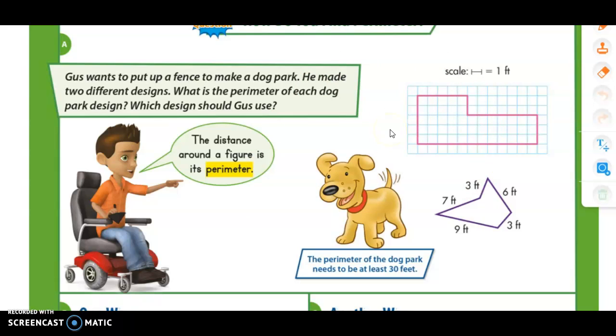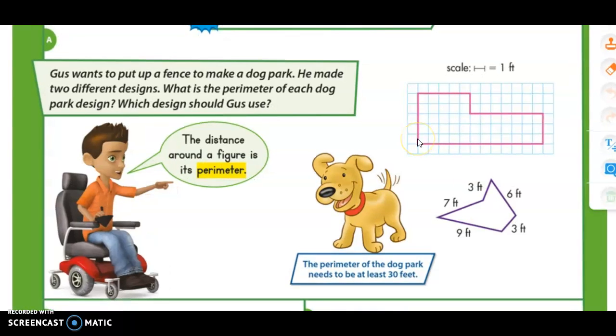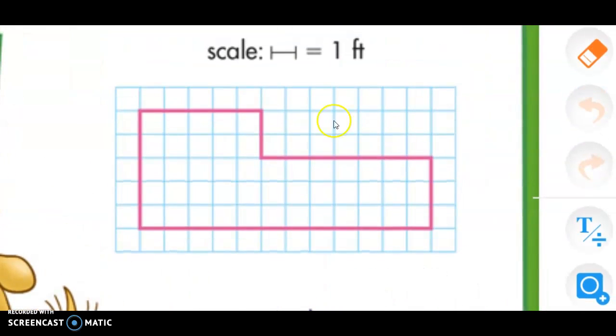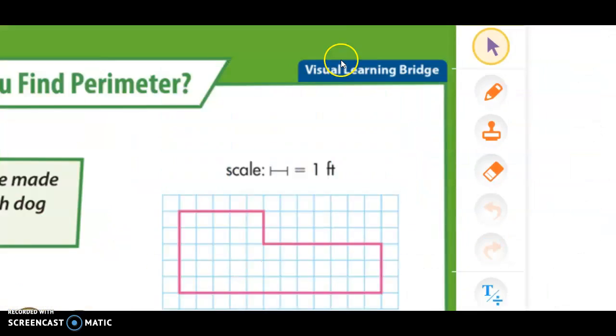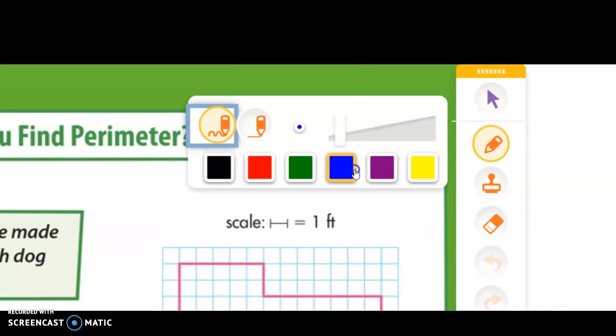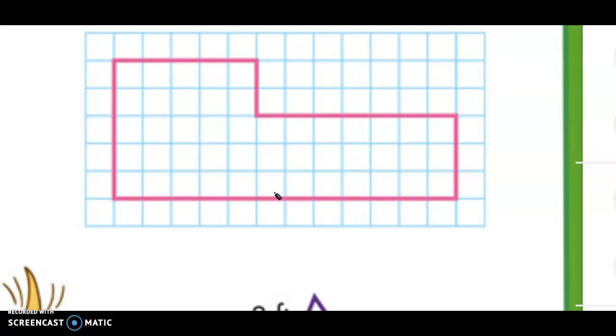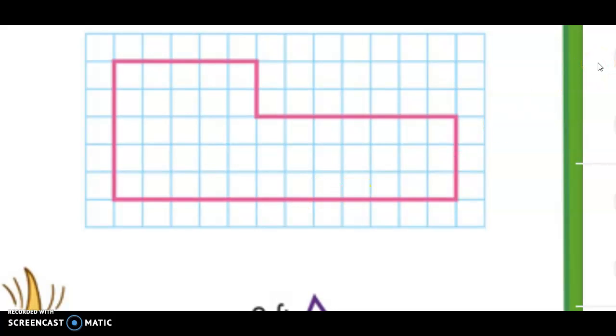Here's Gus. He wants to put a fence around this dog park. He has 2 different designs, and he wants to know the perimeter of each, and then pick which one Gus should use. So the perimeter of the dog park has to be at least 30 feet. Okay. So we have 2 different ways to look at it. Now each length here is going to be 1 foot again, so let me grab my marker so we can count that perimeter. Now remember, it doesn't matter where you start as long as you finish where you started. So I'm actually going to start here this time.